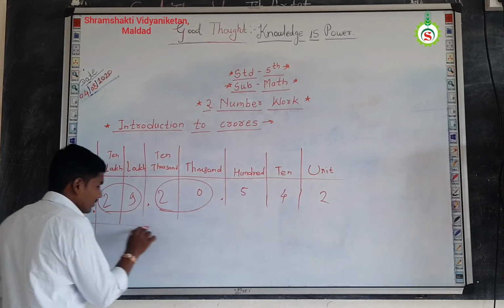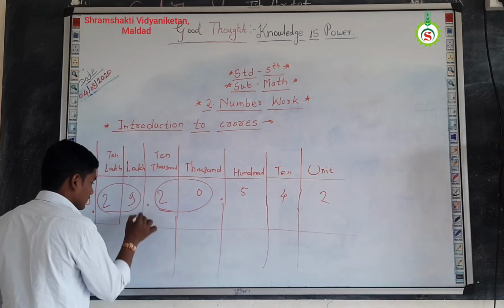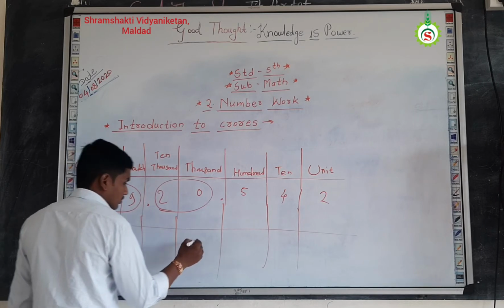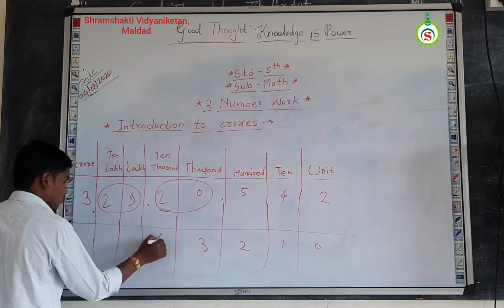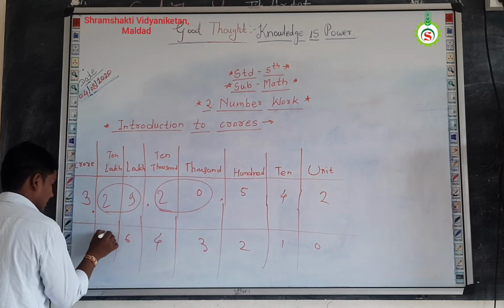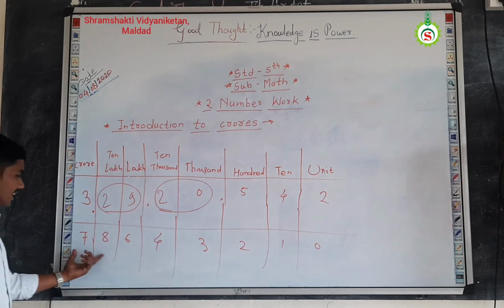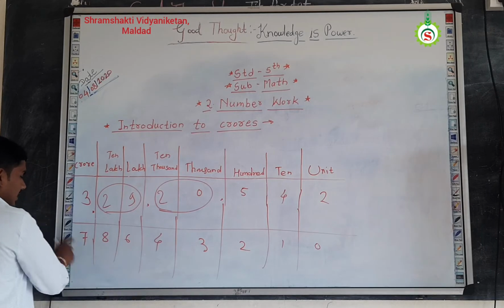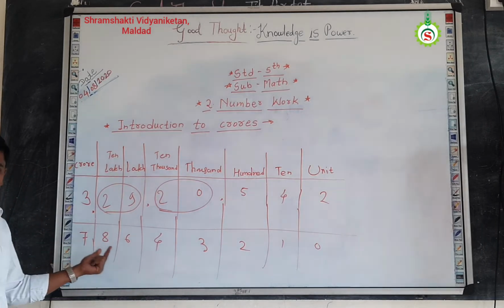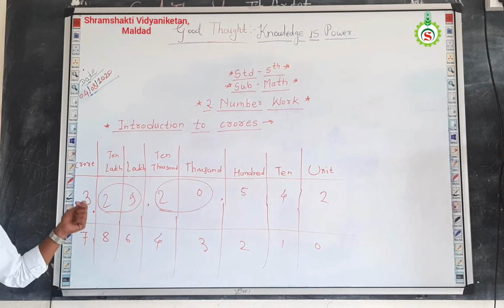Okay. Now one more number we will take. Suppose 7 8 6 4 3 2 1 0. Now how many digits have I taken? 1 2 3 4 5 6 7 8. That means that number is an 8 digit number. If there are 8 digits, then that number is in the crores.